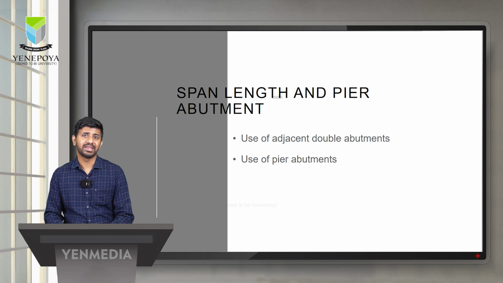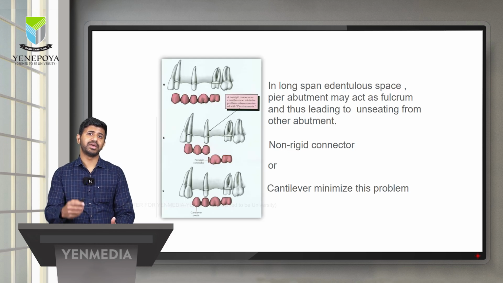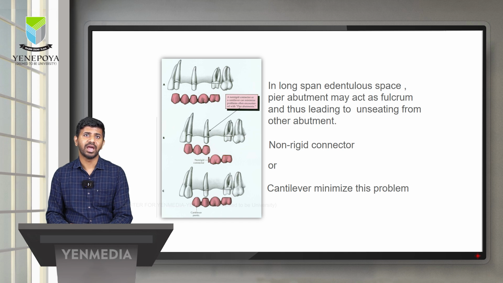Then comes the span length and pier abutment. Now what is a pier abutment? A pier abutment is any tooth which has an edentulous span next to it. Like this tooth has an edentulous span next to it, and this tooth even has an edentulous span distal to it. So the tooth in the center is referred to as a pier abutment. Now with a pier abutment, we cannot have a prosthesis like how we have otherwise.